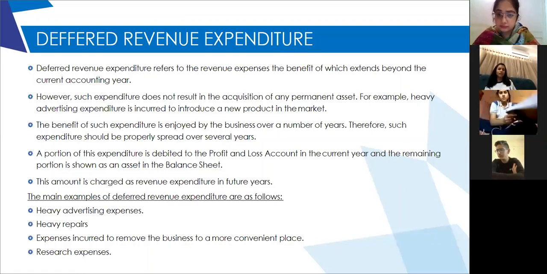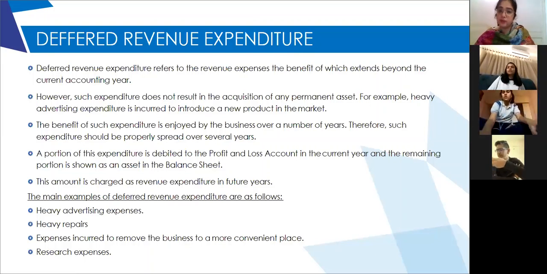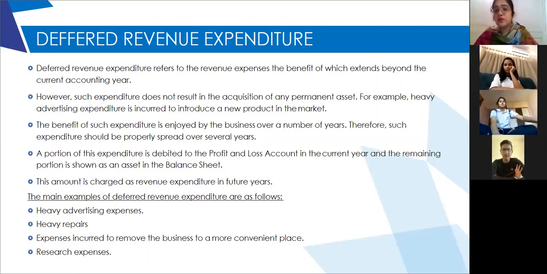Number 57, there's one thing given, revenue expenditure treated as capital expenditure. We'll come to it. I'll come to that part. First, I'll explain deferred, then I'll do that. So, deferred revenue expenditure refers to the revenue expenses.